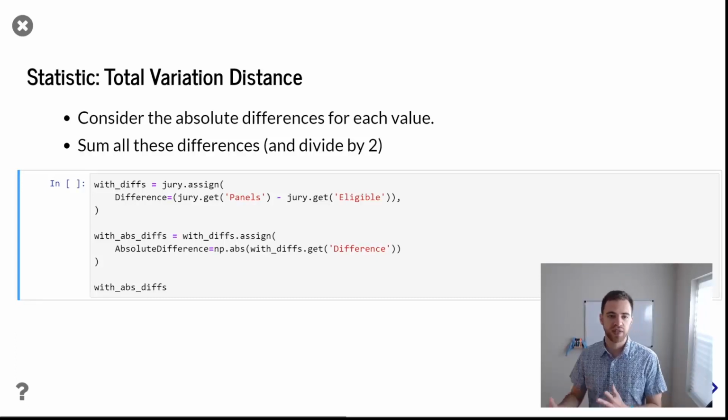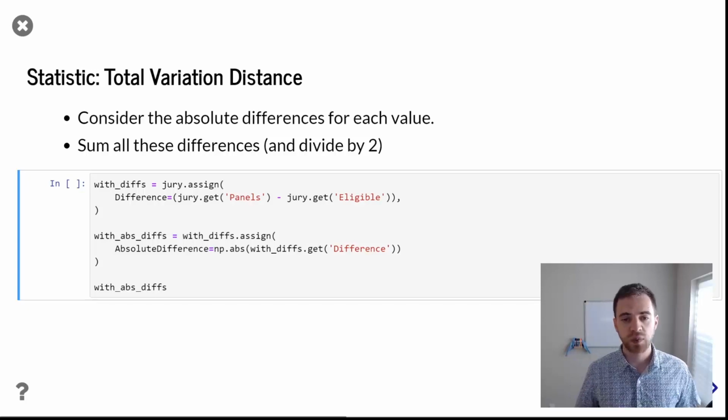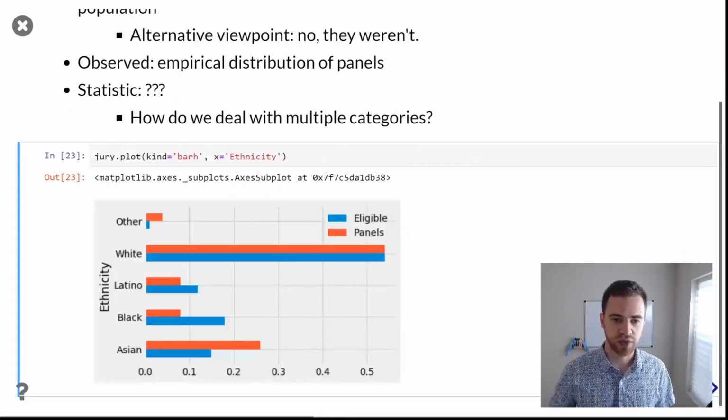And so here's our idea. It's called the total variation distance. This is a standard way of calculating the distance between two distributions. Basically, what you do is you take a look at each of the bars. Let's go back to this picture here.